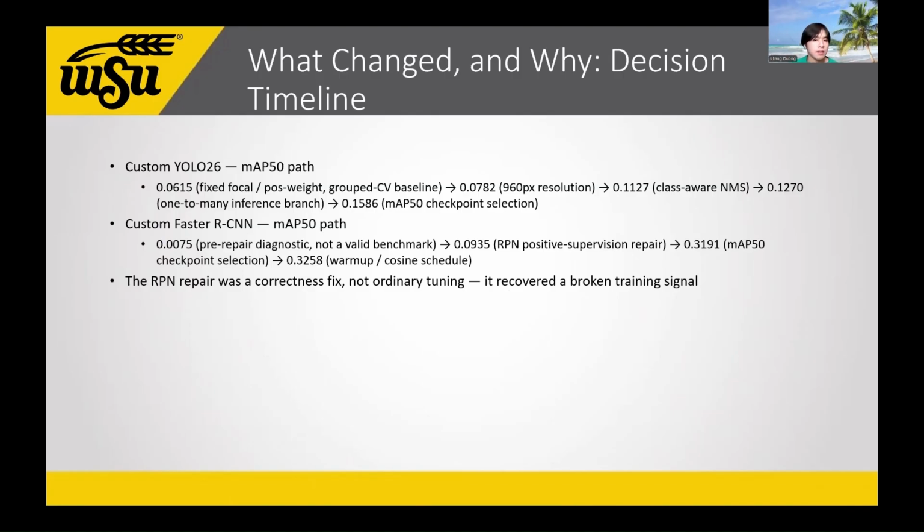For Faster R-CNN, the jump is more dramatic, from 0.0075 in a pre-repair diagnostics run up to 0.3258 after an RPN positive supervision repair, checkpoint selection, and a warm-up cosine schedule. That RPN fix wasn't ordinary tuning, it was a correctness repair for a broken training signal.